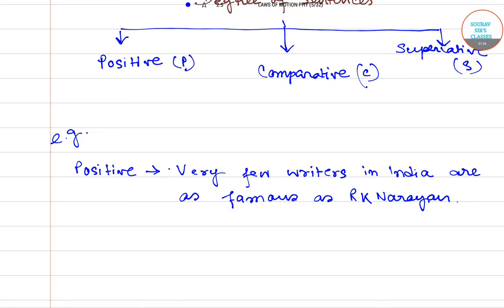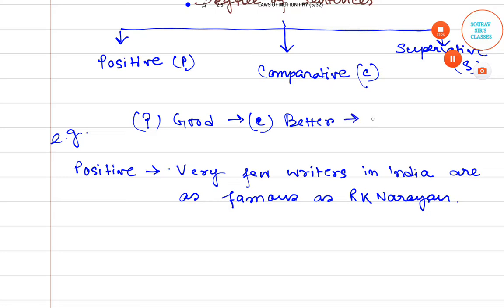Now if we want to make it comparative or superlative, how can we make the change? Before that, for a normal example, suppose the positive word is good. If we want to make it a comparative word, then we can use it as better, and then to superlative, we can transform it to best. So this we know.